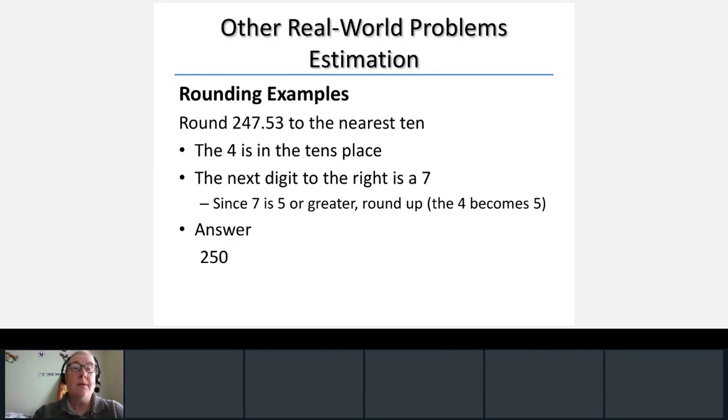246.5. Oops. Okay, round 247.53 to the nearest 10. The four is in the tens place. The next digit to the right is seven. Since seven is five or greater, round up. The 4 becomes 5, and the answer is 250, okay? We're looking at 10, not tenths, but 10. We're looking at the whole number to the left.